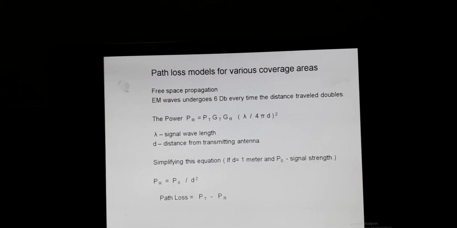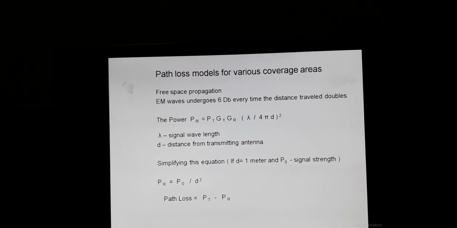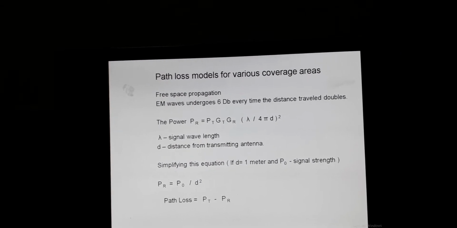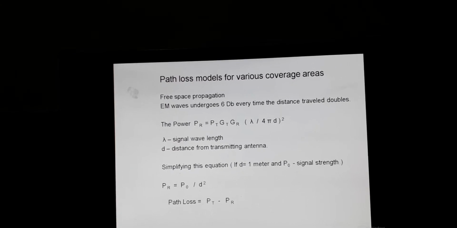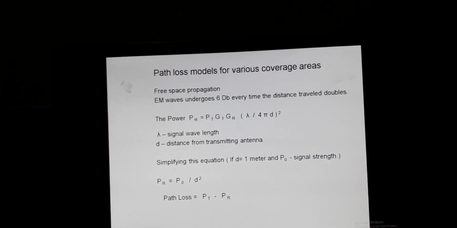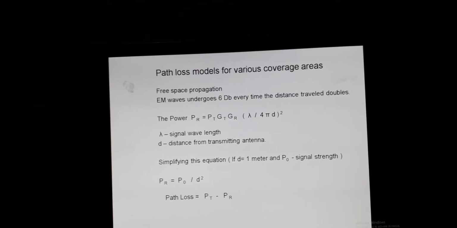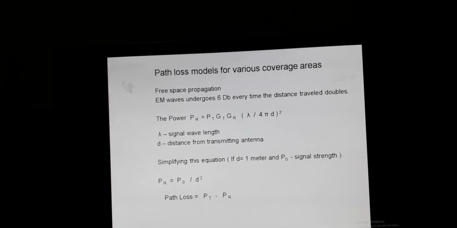So the path loss is derived from the received power formula, PR equals PT GT GR into lambda by 4 pi d, whole square. Lambda is signal wavelength, d is distance from transmitting antenna. If d is 1 meter, then P naught is the signal strength. The PR is P naught by d square. So path loss is transmitted power PT minus received power PR.